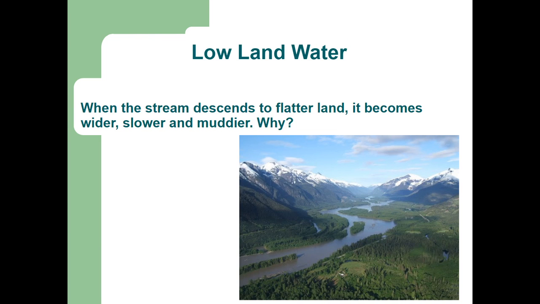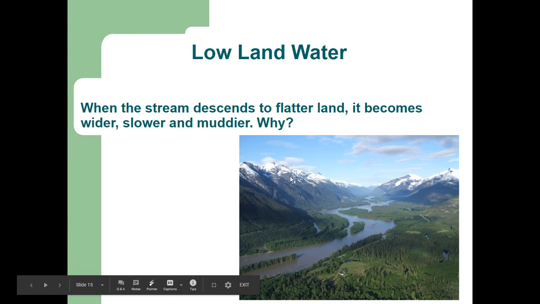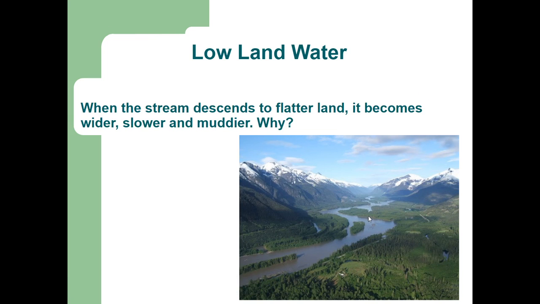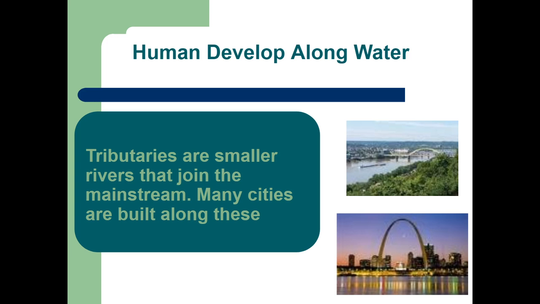So all that water starts to accumulate and pool up, and the streams become much, much wider. As you can see in this photo here, all this water is rapidly rushing off the mountains, and then it gets to the valleys, and there's just nothing much to it. So velocity, again, depends on the steepness of the gradient.